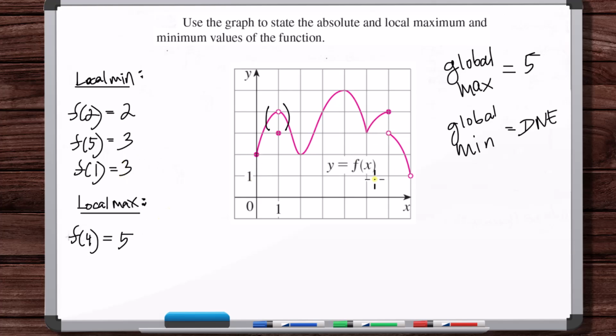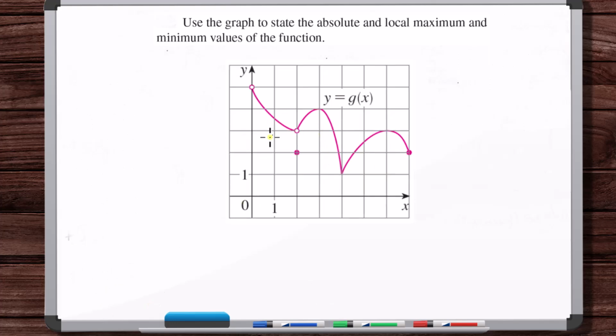Okay, what else? What about here? Let's specify an open interval around this point. And yeah, the value of the function here is greater than or equal to all values within that open interval. So f of 6 is equal to 4.